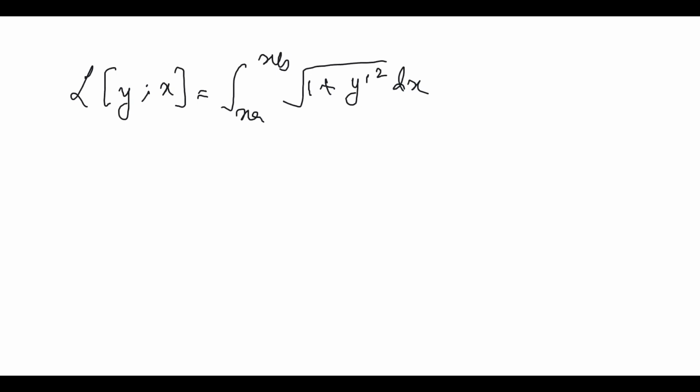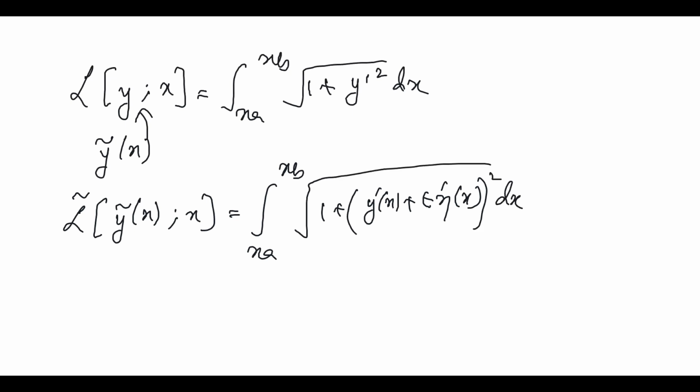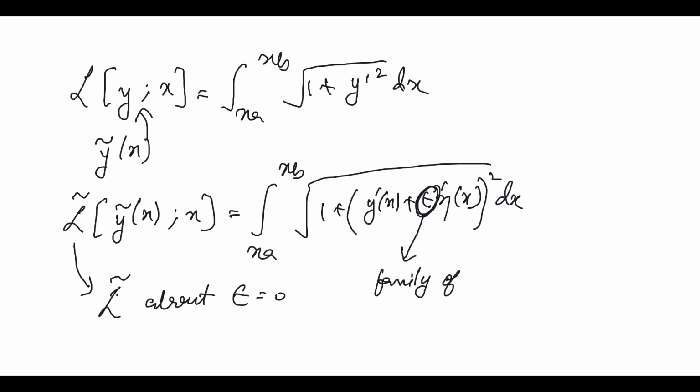Okay. So now let us substitute y tilde prime of x instead of y prime of x, because I'm interested in knowing what is the behavior of this functional in the vicinity of y of x, which is the actual solution. Right. So let us call that L tilde, which is nothing but the integral from xa to xb of the square root of 1 plus (y prime of x plus epsilon eta prime of x) whole squared. Right. Now what I want to do is, first of all, expand this L tilde about epsilon equals 0, right? Because by varying this epsilon, we are getting a family of different curves. Right. So I'm interested in knowing how that family of different curves impacts the value of this L tilde.